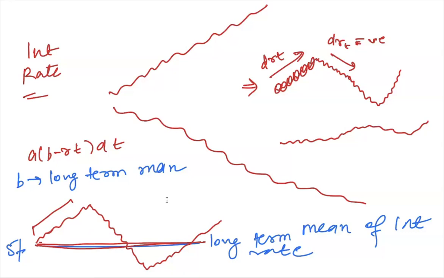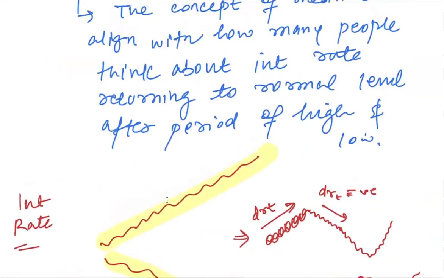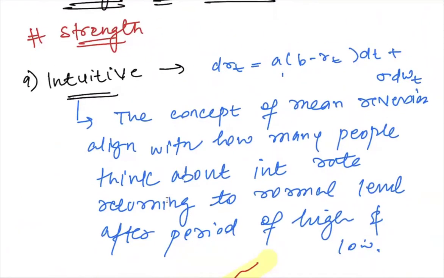And that is what we also see in the economy, right? Sometimes interest rates are up, sometimes they are down. It will never happen that interest rates are just going up or just going down. You'll always see interest rate going up and down. So this was the first strength, which is that it is intuitive.